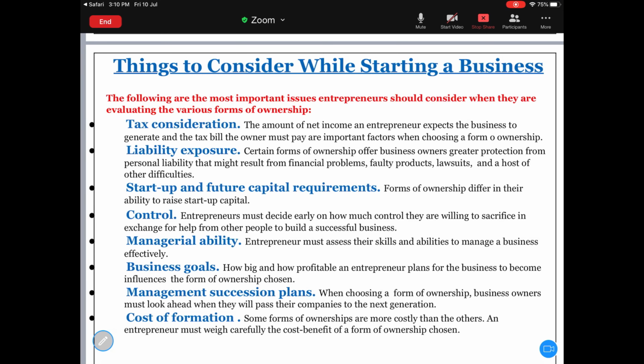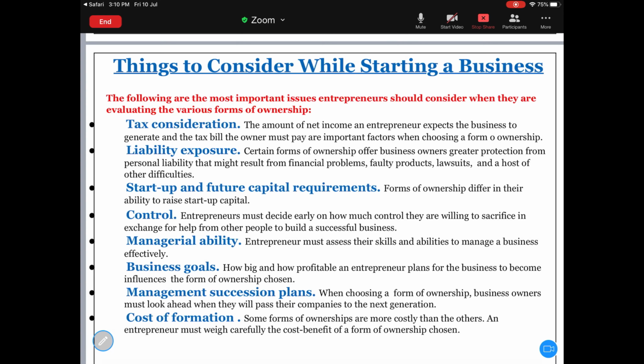Then we talk about the managerial ability. Entrepreneurs must assess their skills and abilities to manage a business effectively, because it is very important that you evaluate your own self. You assess where you stand. Can you run this specific form, for example a proprietorship, or will it be better for you to go for a partnership and have somebody else also with you in the business? These things are to be considered beforehand, before starting a business.